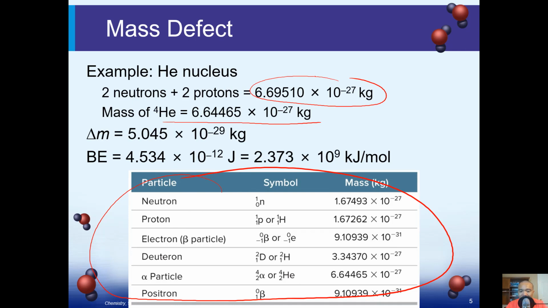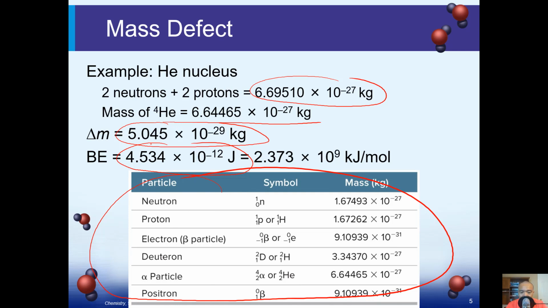The difference between the mass of the particles and the mass of the helium-4 nucleus is 5.045 times 10 raised to negative 29th kilogram. When multiplied by c squared, this equals 4.534 times 10 raised to negative 12th joule, and converted to kilojoule per mole, it would be 2.373 times 10 raised to 9th kilojoule per mole. This is an enormous amount of energy.